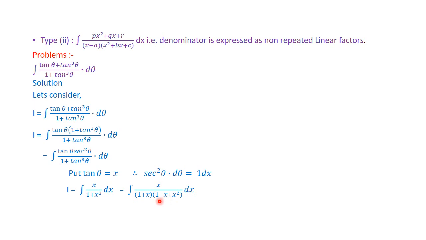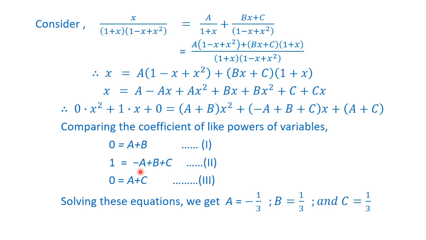Therefore solving in this way, 1 plus x into 1 square, that is 1, minus ab, that is x, plus b square, that is x square. This rational form can be converted into partial fractions in this way: a by 1 plus x plus bx plus c upon 1 minus x plus x square.